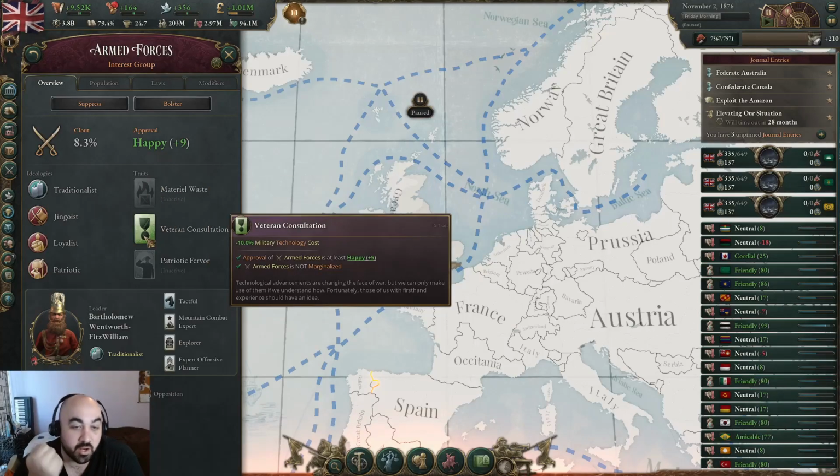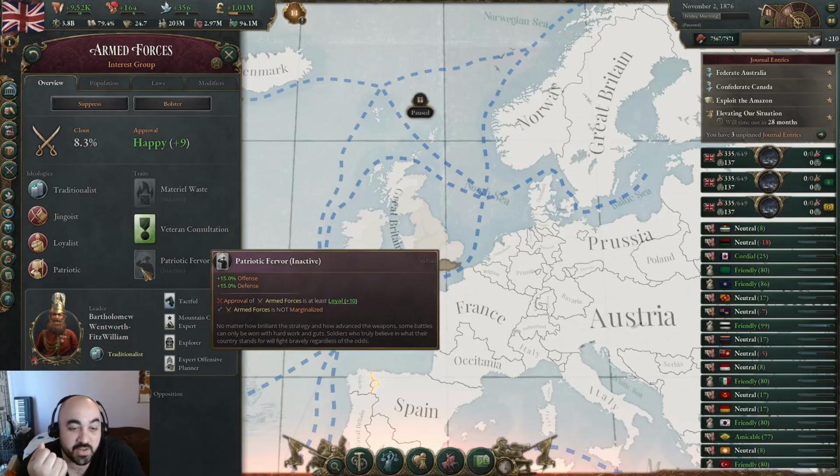Next up, we have minus military tech cost, which I discussed before. The minus tech cost bonuses are pretty solid. It's a good bonus. I think this is the worst of them because, generally speaking, you can hold off on military tech a little bit and just try to get a bigger stick. But this bonus is great. And then we have patriotic fervor, which gives plus 15% offense and defense. This is a very solid bonus. If you're close in a war, being able to turn this on makes a huge difference.